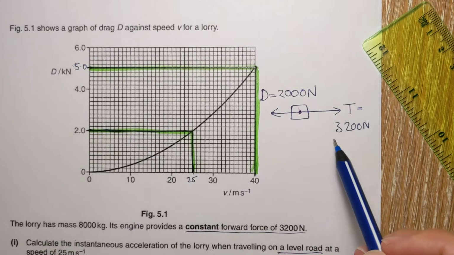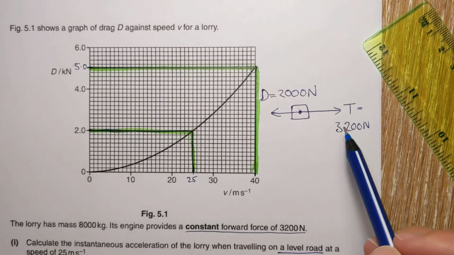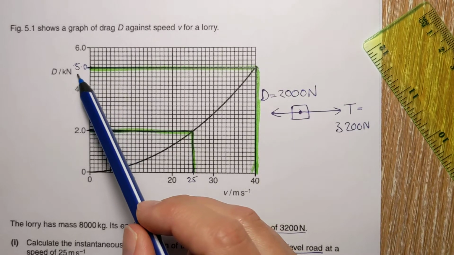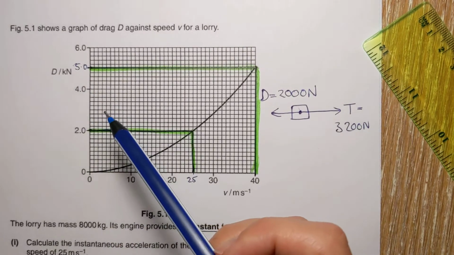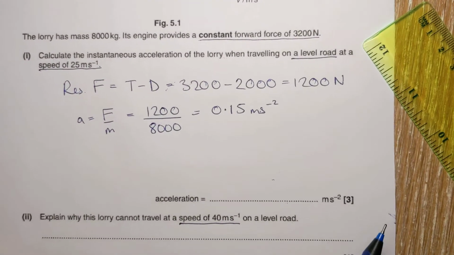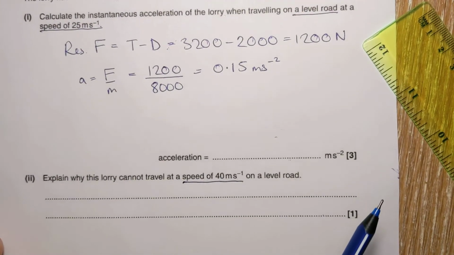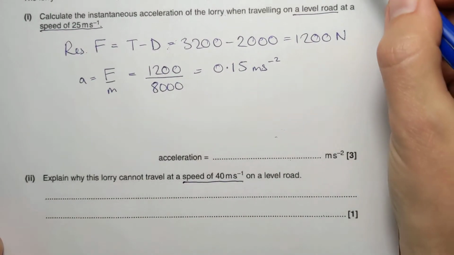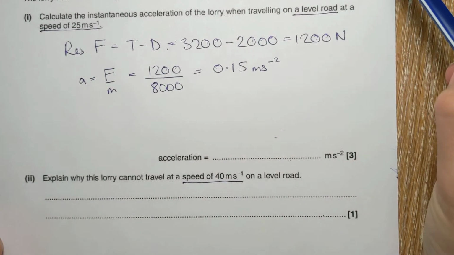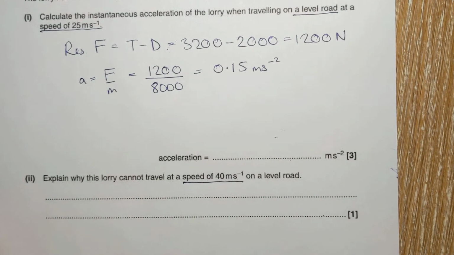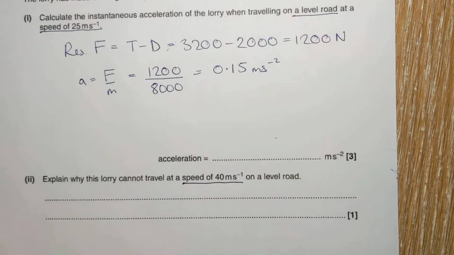And so then the lorry can't accelerate anymore, and if it can't go any faster, well, it can't get fast enough to have a drag force of 5,000 newtons. Okay, so explain why this lorry cannot travel at 40 meters per second, because the fastest it can travel is when the drag force reaches the same size as the thrust force. Any way you want to say that, because then after that the acceleration will be zero.